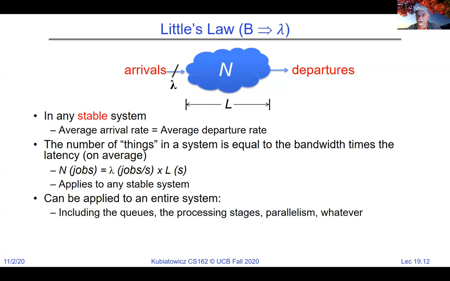Okay, so the thing about this law is you can apply this to any number of things. You can draw a box around it, call something a system. It could be the queues, it could be the processing stages, it could be whatever you choose to draw your box around or your cloud around. Arrivals times average latency gives you the average number of jobs through the system. L is the time it takes from when an arrival comes to the system to when it departs.